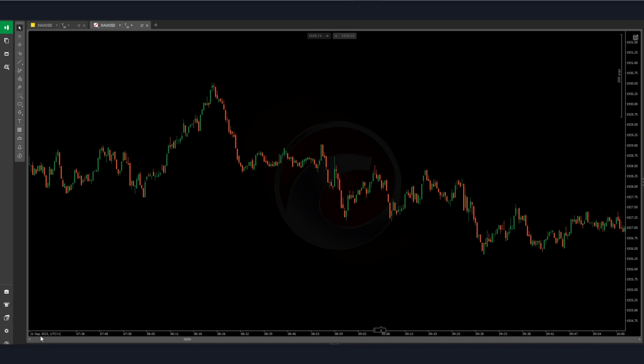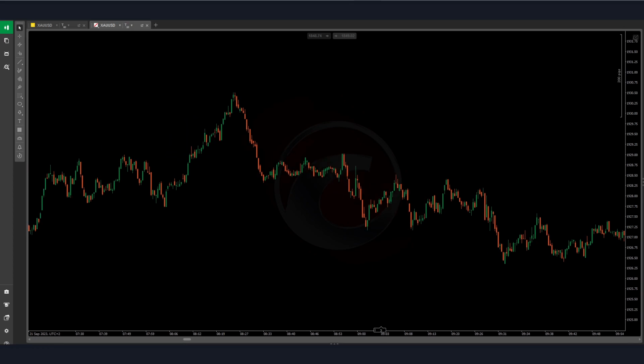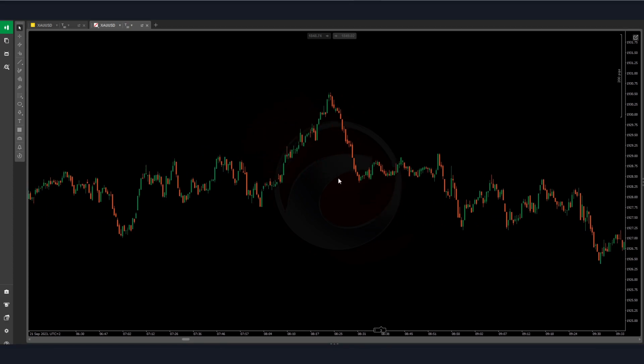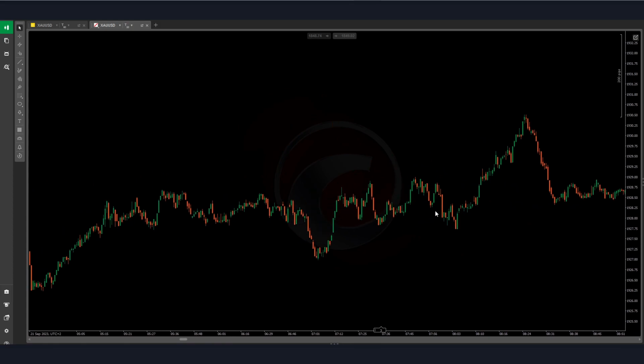I could go back to January, February, March, April, May, but since after FOMC there was an increase in volume on gold, I want to look from the 21st of September of this year. We're looking at the London and New York session just to get a feeling of how the price moves based on all the adaptation that I was talking about in the previous videos.